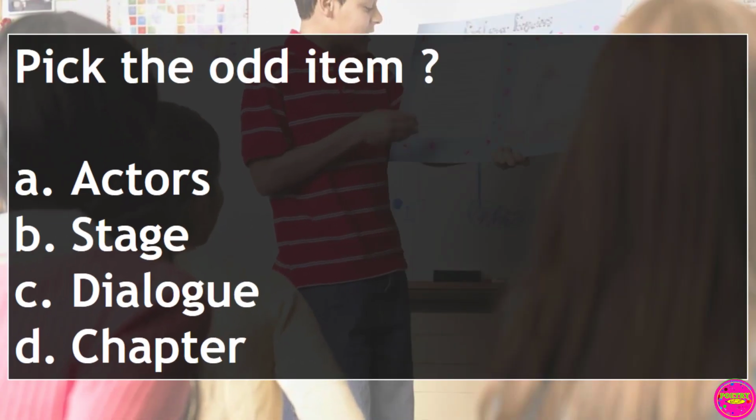Pick the odd item. A, actors. B, stage. C, dialogue. D, chapter. The correct answer to this question is D, chapter.